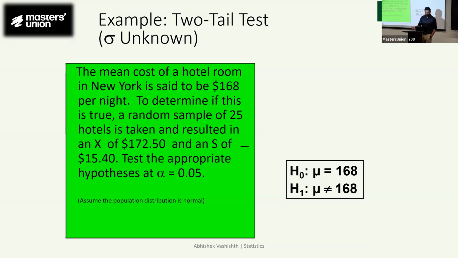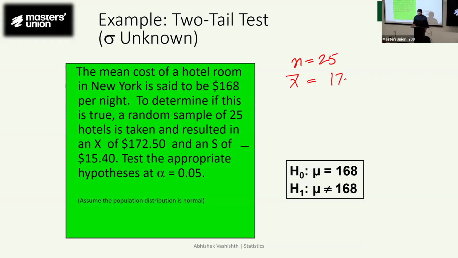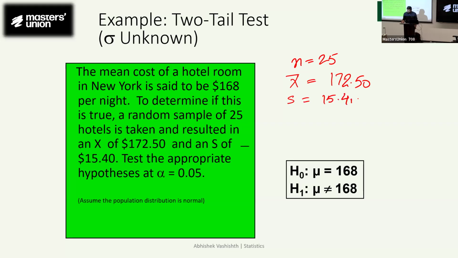Now to find out whether this is true or not, you draw a random sample of 25 hotels. 25 hotels that you have taken, so n is equals to 25. For these 25 hotels that you have taken, x bar is coming out to be 172.50. There's an S value also given which is 15.4. What else do we need? That's it. Alpha value is 0.05.